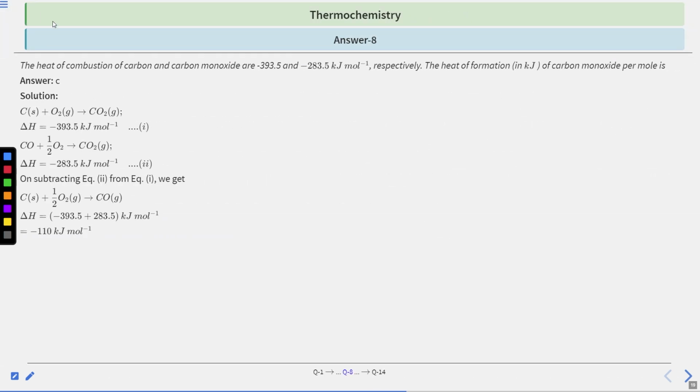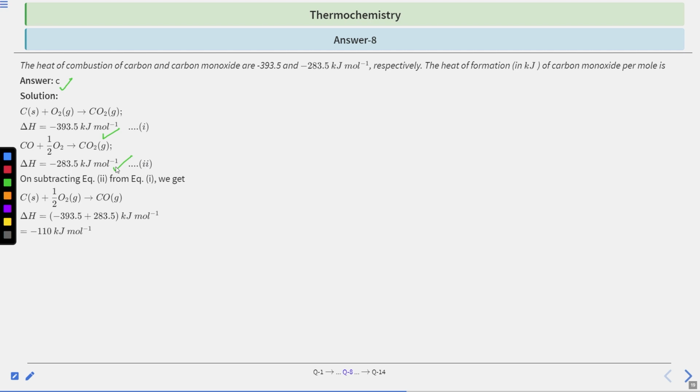Okay, so the correct answer will be option C. So we have the carbon combustion reaction, which is C plus O2 will give you CO2, and the del H given in the question for this reaction is this. And carbon monoxide also undergoes a combustion reaction, and the enthalpy change for this reaction is given as this.